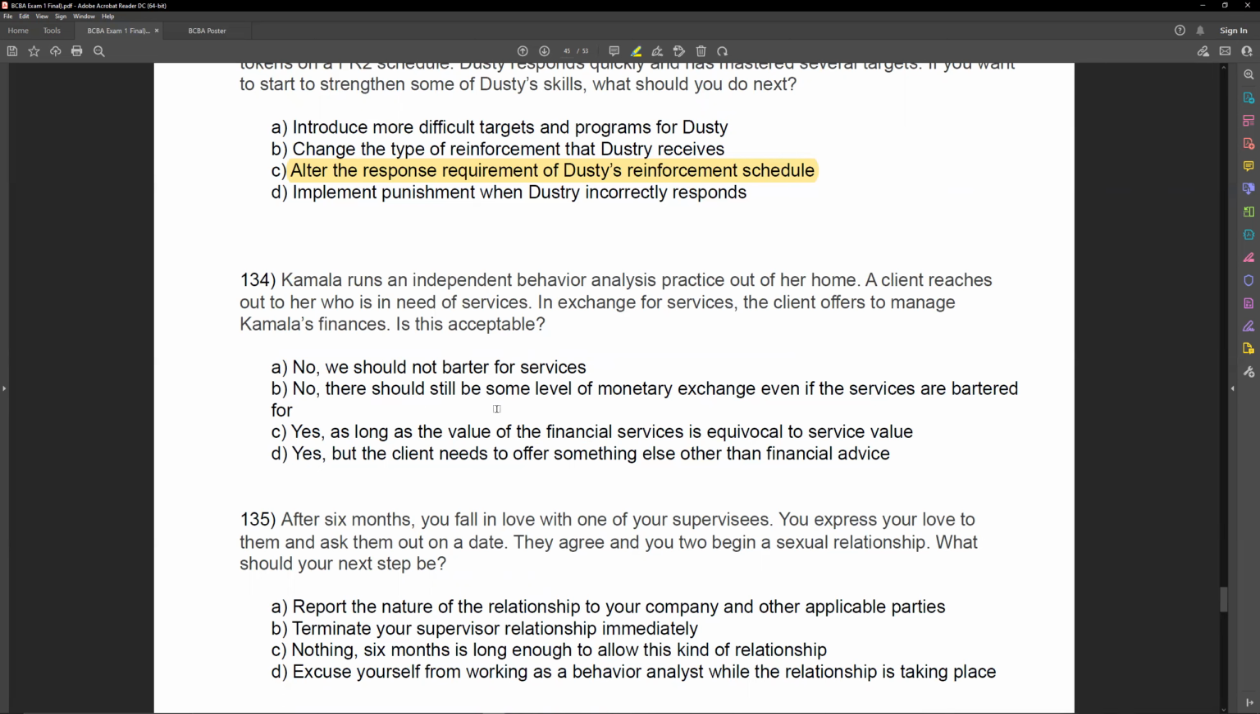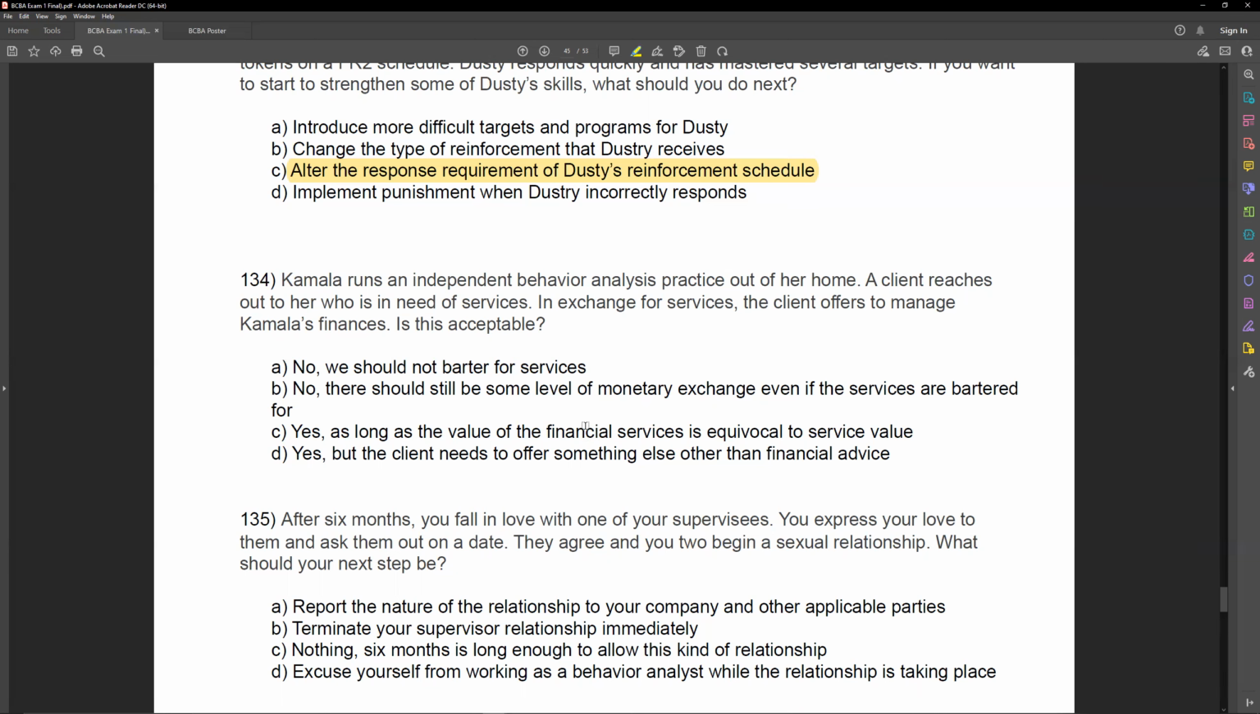That is incorrect. That does not necessarily need to be a monetary exchange. Okay, you can barter for other things. So what about C? Yes, as long as the value of the financial services is equivocal to the service value. As long as this financial management is equivocal to the value of services Kamala is providing, it is perfectly acceptable. Why do we want these service values to be equivocal?